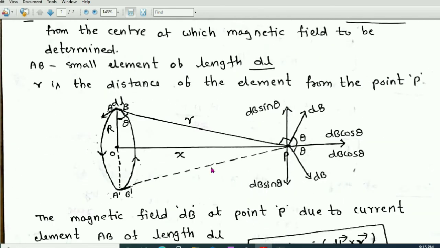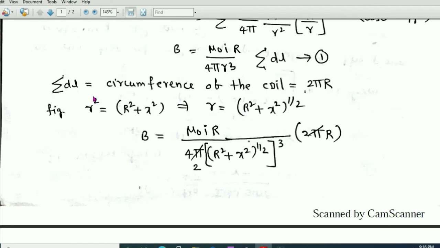From this figure you can say that this is a right angle triangle. From this right angle triangle, according to the Pythagoras theorem, the square of the hypotenuse is equal to the sum of the squares of the other two sides. That's why small r square is equal to capital R square plus x square. From this you will get r is equal to the square root of R square plus x square.